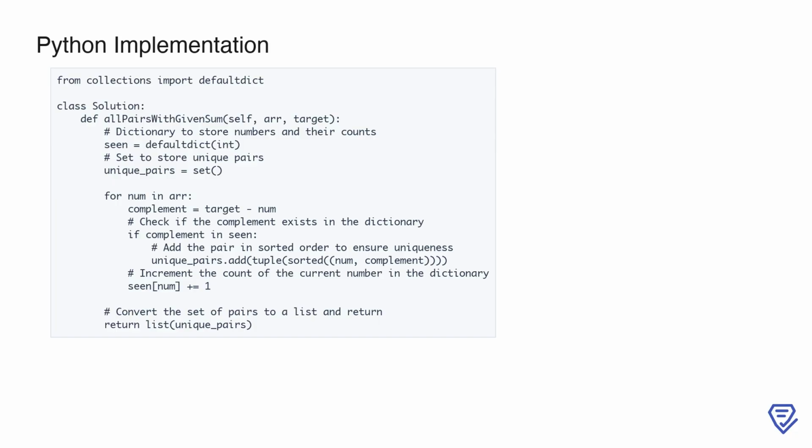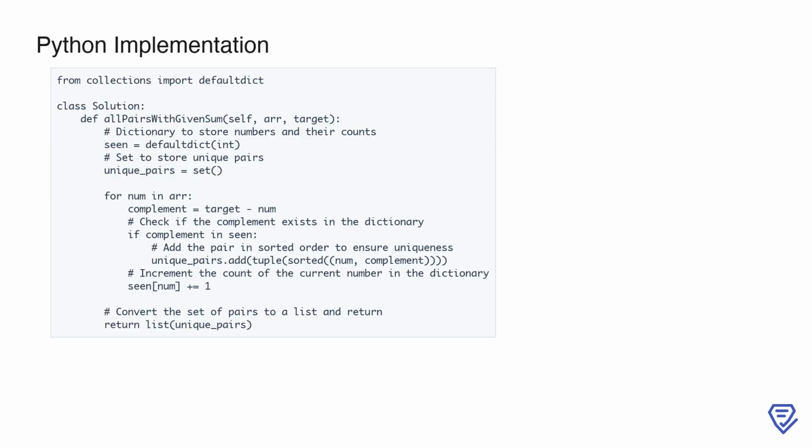2. Iteration. We iterate through each number in the array arr. 3. Complement check. For each number, its complement is calculated as target minus number. If this complement exists in the dictionary seen, it means we have encountered a number that pairs with number to form the target sum. 4. Storing pairs. Pairs are added to the unique_pairs set in sorted order using tuple(sorted((number, complement))). This ensures that pairs like (2, 3) and (3, 2) are treated as the same pair.